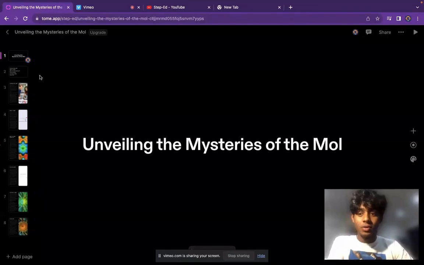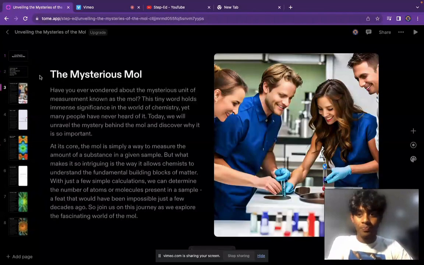Today we're going to be speaking about the mole. Have you ever wondered about the mysterious unit of measurement known as the mole? The tiny word holds immense significance in the world of chemistry, yet many people have never heard of it. Today we will unravel the mystery behind the mole and discover why it is so important.